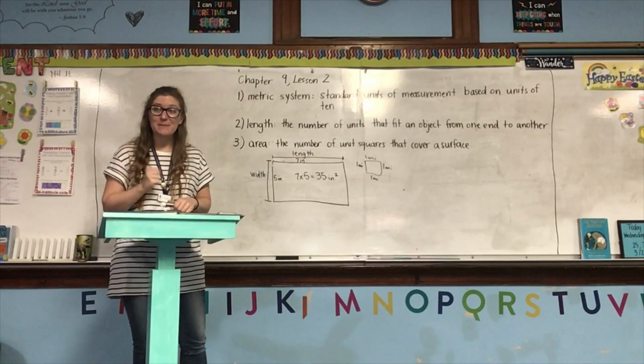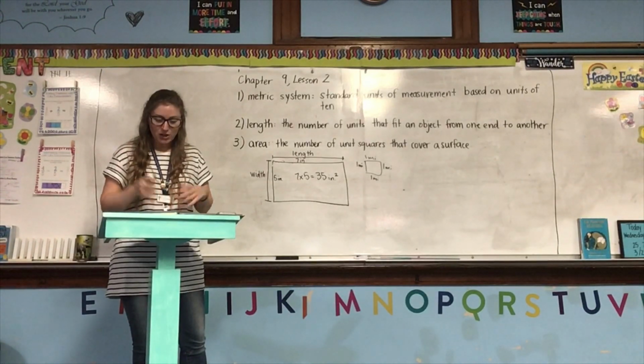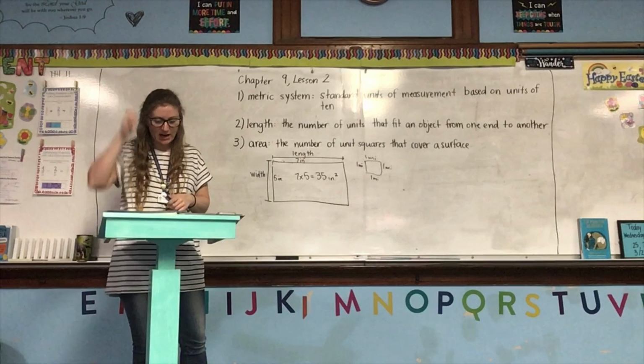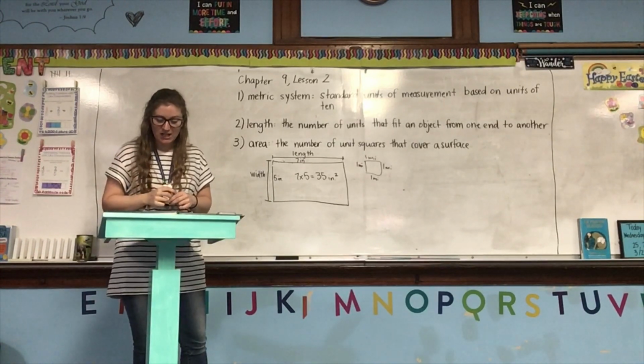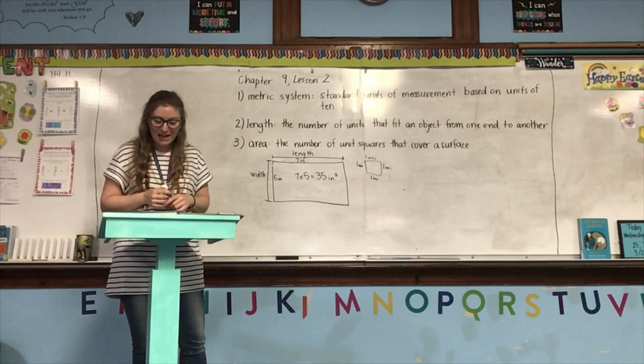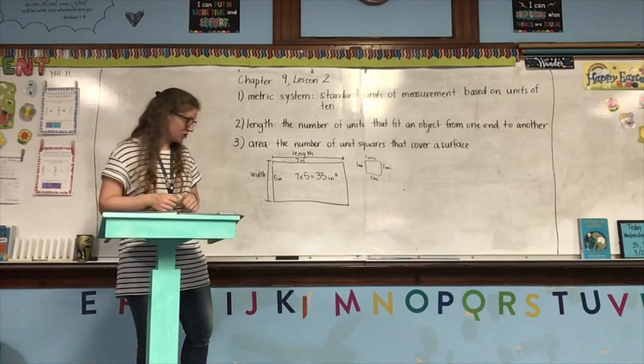Now, what if a shape is not rectangular? You would divide it into smaller squares. Find the area of each smaller shape. You might need to estimate parts of some shapes. Then add the area of each smaller shape to find the total area.